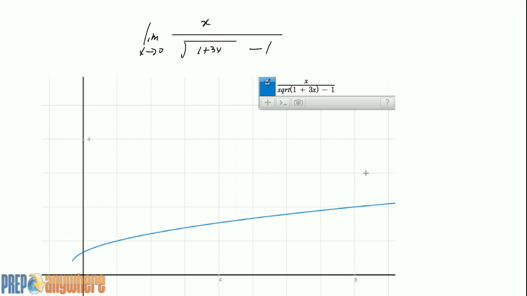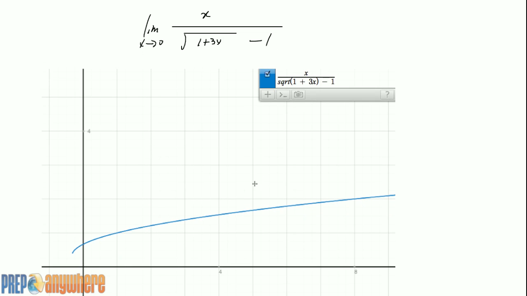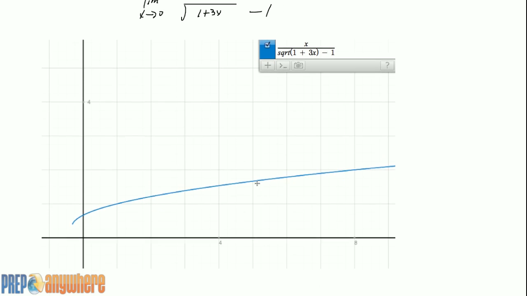Okay, the question asks you to estimate this limit using a graph. So just a visual, if you have a graphing tool, just a visual guess. So I use a graphing device to graph this function right here. Okay, and I get this.